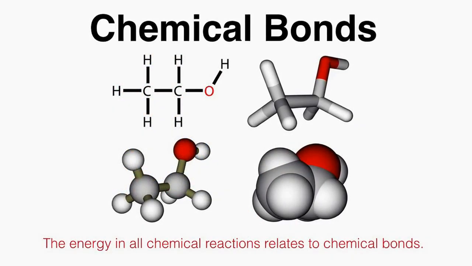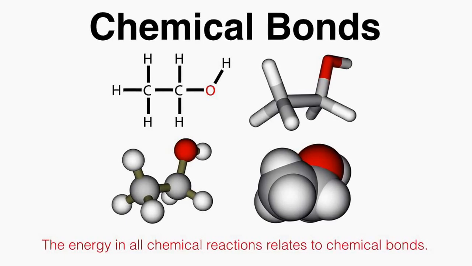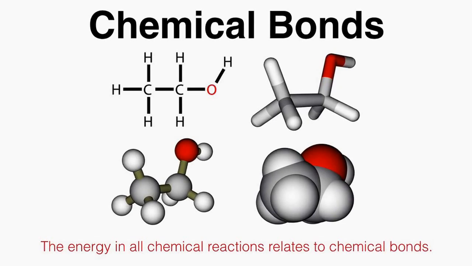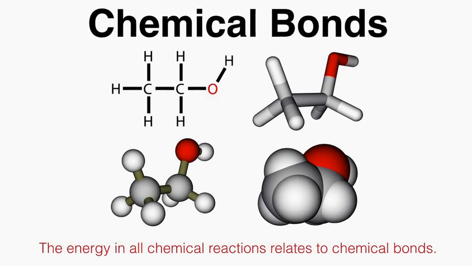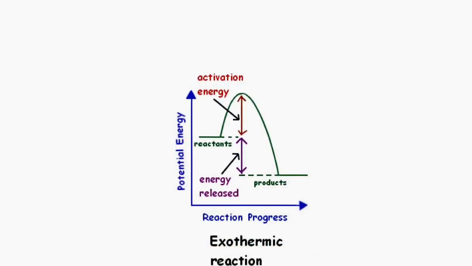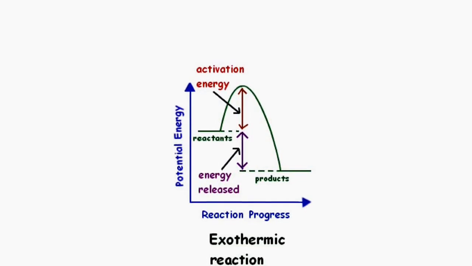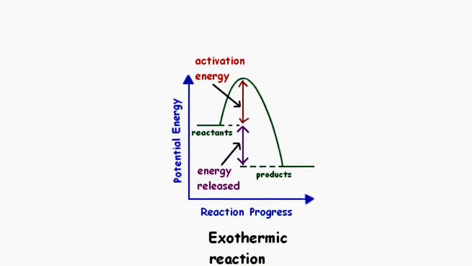The energy in all chemical reactions relates to the chemical bonds. When atoms rearrange in chemical reactions, bonds are broken and new bonds form. Breaking bonds requires energy. Forming bonds releases energy. If less energy is required to break the original bonds than is given off when new bonds form, there is a net release of energy.